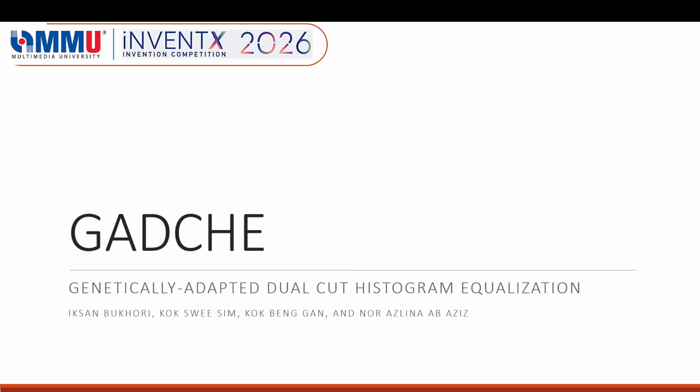The project that we submitted is titled GADCHE, which stands for Genetically Adapted Dual Cut Histogram Equalization. This is a novel contrast enhancement technique for brain MRI images. Our team consists of myself, Iksan Bukhari, Cox Wisim, Kok Penggan, and Nur Azlina binti Abdul Aziz.